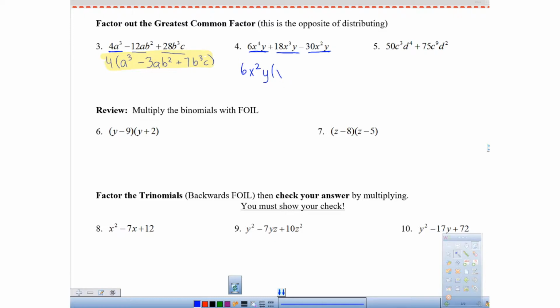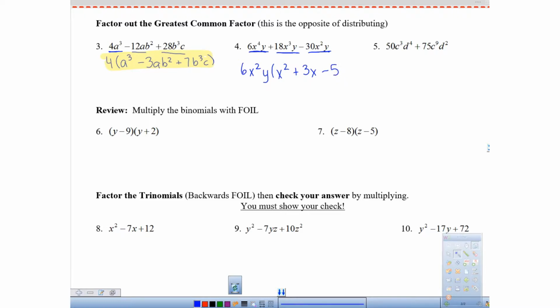4x's, take out 2, I still have 2. 1y, take it out, it's gone. Plus 18 divided by 6 is 3. 3x's, take out 2, I still have 1. 1y, take it out, it's gone. Minus 30 divided by 6 is a 5.